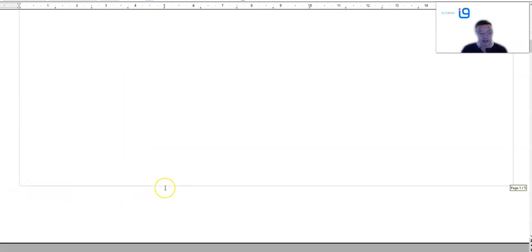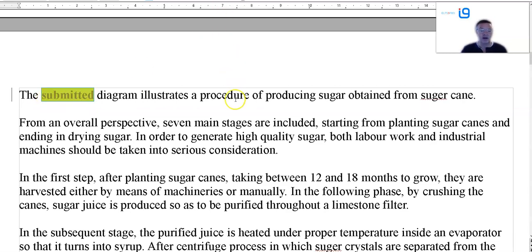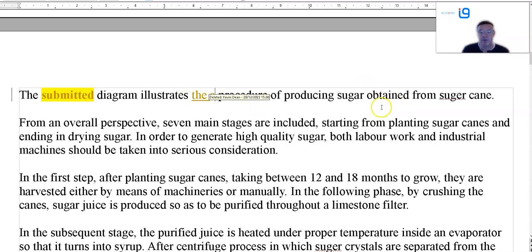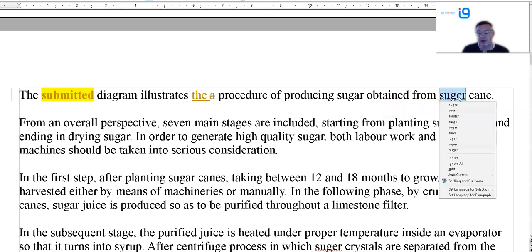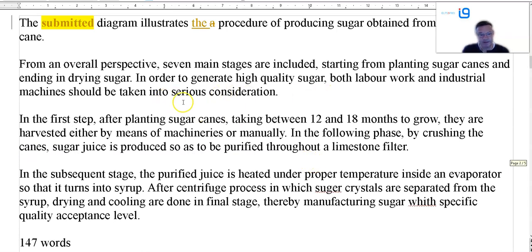Okay. Next. The submit now. Submitted to whom? Why does it say that? Simply the diagram. A procedure. Well, it's a particular procedure. It's not A, it's the. Produced and sugar obtained from sugar cane. Okay. Sugar cane. From an overall perspective, 7 main stages, step functioning sugar canes, then into drying sugar. Now that bit's good. But what's this next bit?